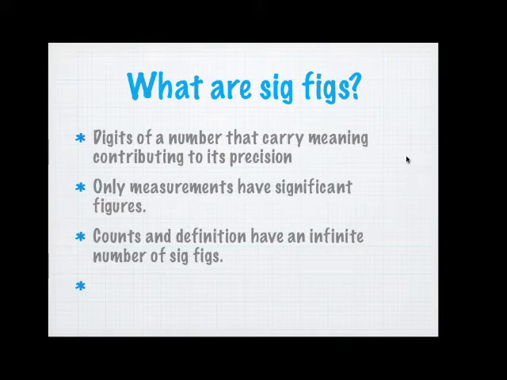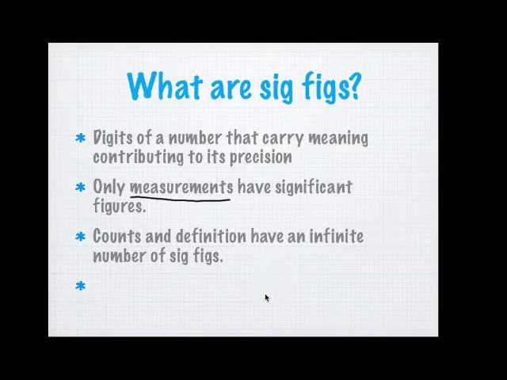Very commonly, because it's easy to say, sig figs. So sig figs are digits of a number that carry meaning that contribute to the precision of the number. And when we talk about precision, a lot of times we're talking about measurements. So sig figs generally arise from measurements, only measurements as a matter of fact.